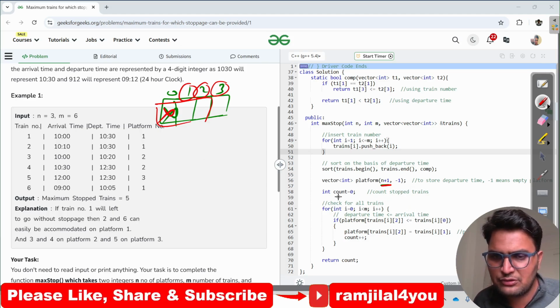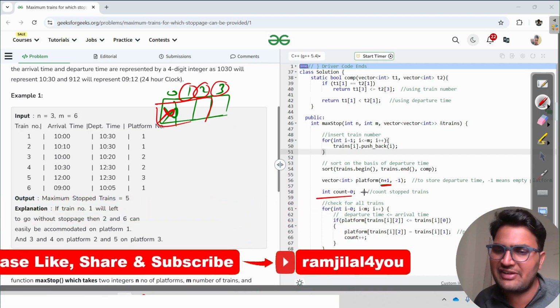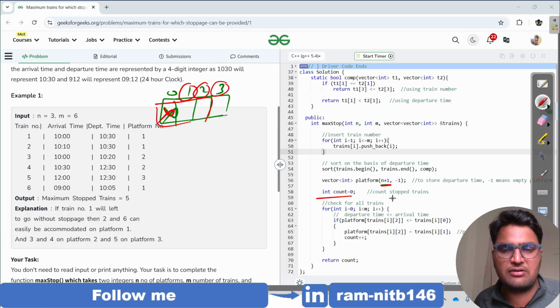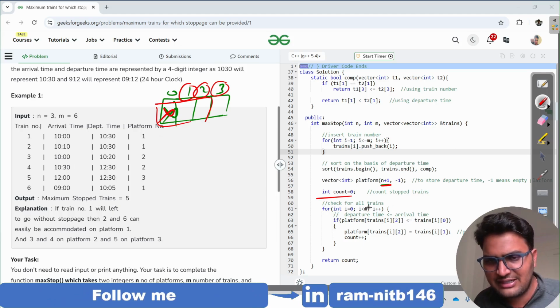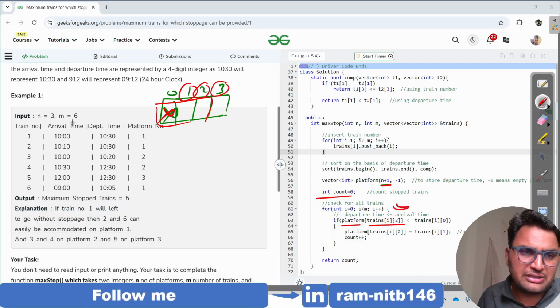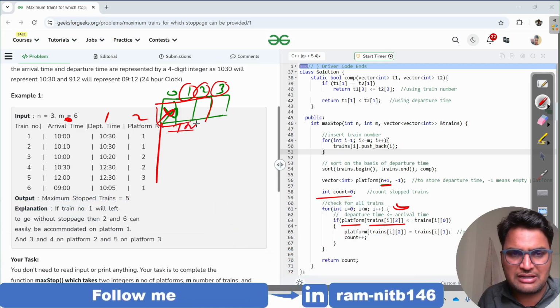And then after this what I am doing, I have taken this integer variable to count the number of trains that can be stopped, or can be served, on this station, correct? Then I'm looping through all the trains here, right? M number of trains we have, and here I am checking the platform number, train of i comma 2, right? Train of i is the particular train's data, and the second index, 0 1 2 index, right? And here we have the train number, correct? So this is the third index.